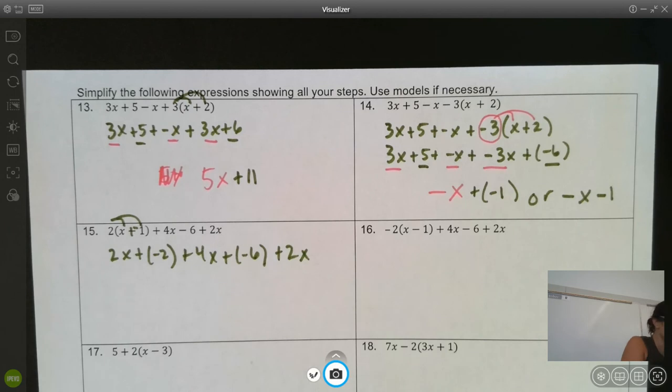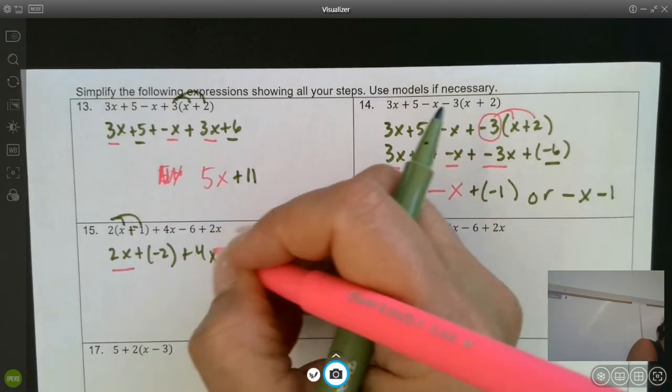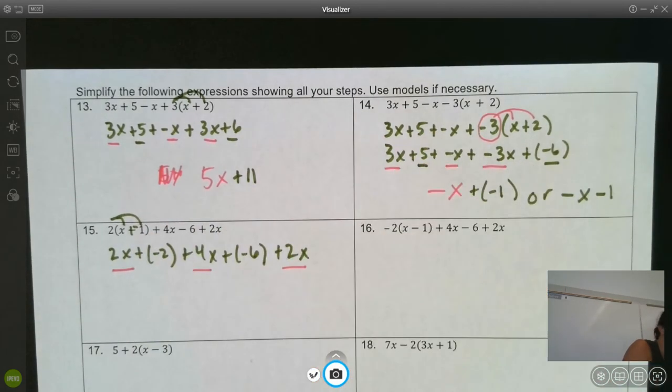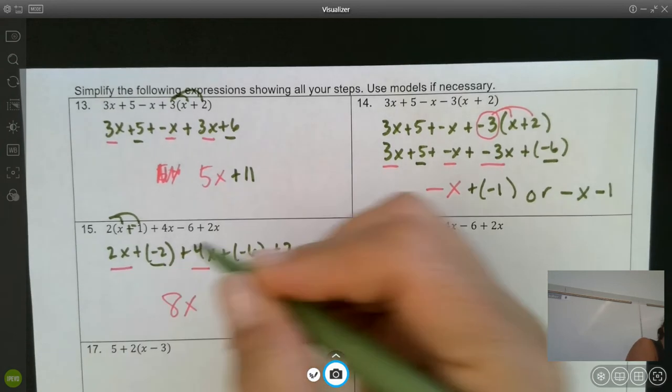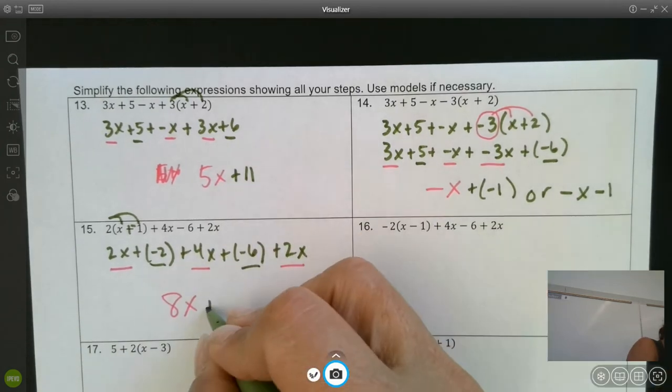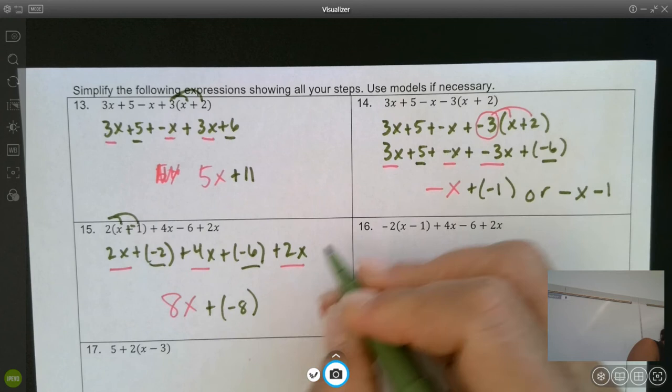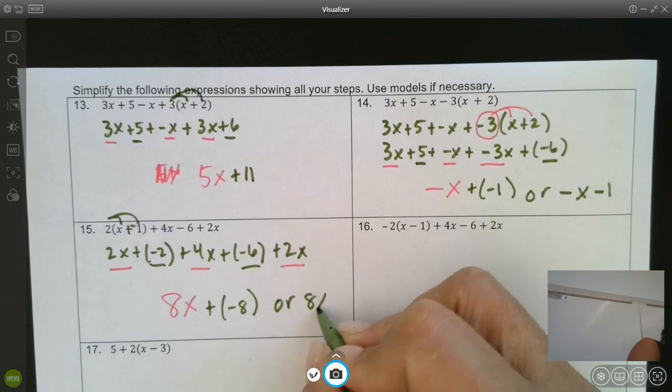Okay, now let's look at the like terms. 2x, 4x, 2x is 8x. Negative 2 and negative 6 is negative 8. Or you could have written 8x minus 8.